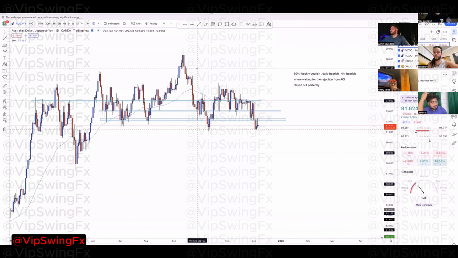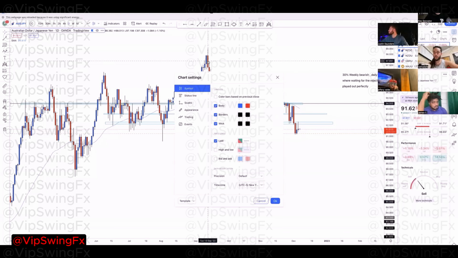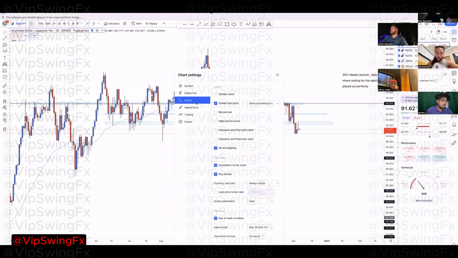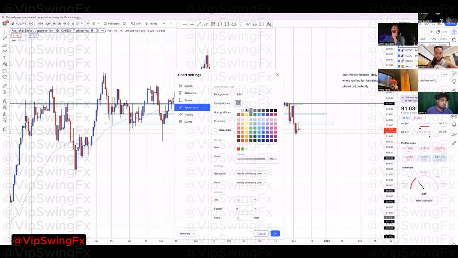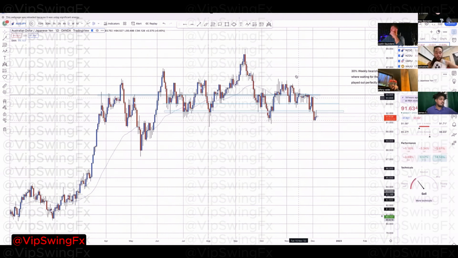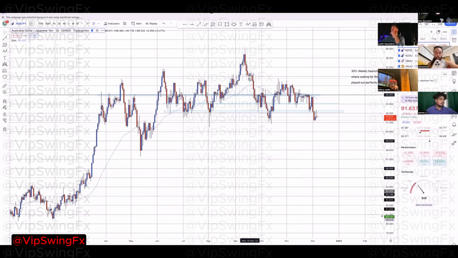So first things first, I recommend you get your chart, put a blue body, put a red body. The borders are black. The wicks are black. When it comes to the scales, no, it's under appearance. We don't need these grid lines. Personally, I think they're so pointless. And you can literally see how this just looks so much more cluttered. It just looks terrible. I don't even know what I was looking at.